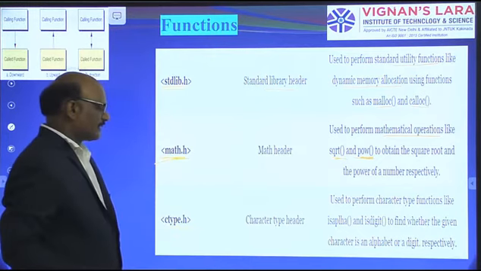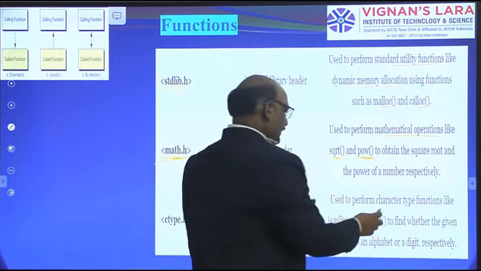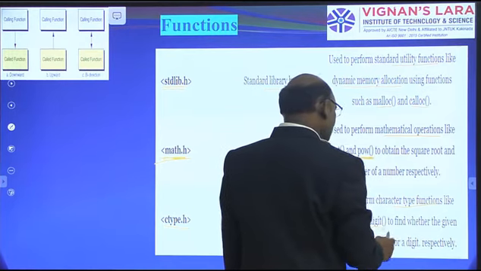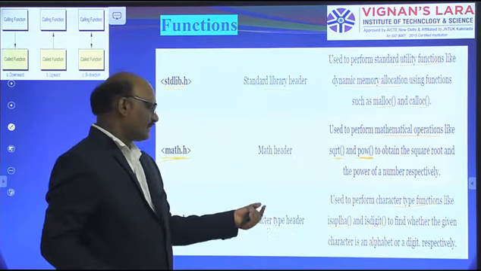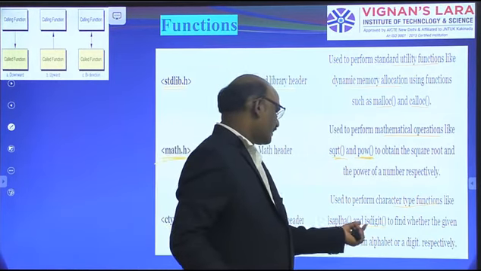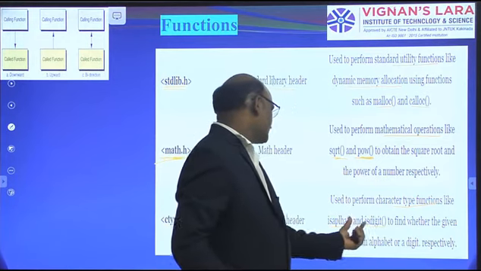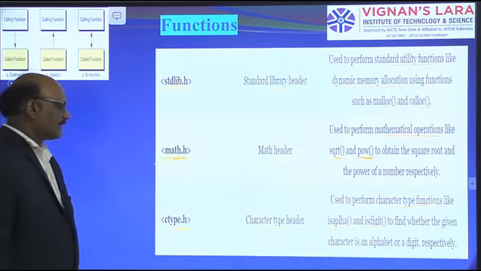Next, ctype.h, the character type header. It is used to perform character type functions like isalpha, isdigit, isalnum, and so on, to test whether the given character is an alphabet or not, whether it is a digit or not. Whenever you are using these library functions, you need to include the header file ctype.h.